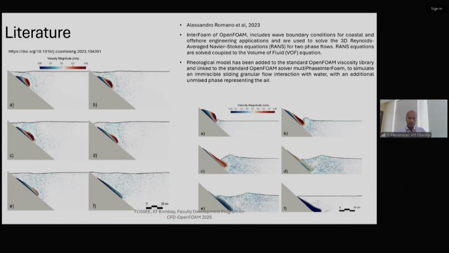This is also another interesting study, in a civil engineering approach. interFoam is being used for coastal and offshore engineering applications to avoid tsunami damage, in a rheological case. So they use a rheological model linked to the OpenFOAM viscosity library. They added some rheological models, and they use a multiphase interFoam solver to model the immiscible sliding granular flow interaction with water. So they see the different levels of the granular flow in the unmixed phase.